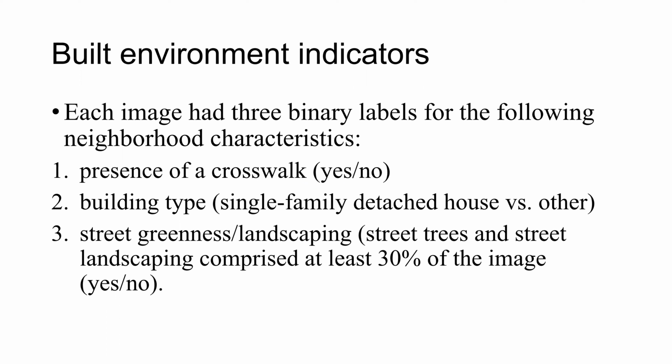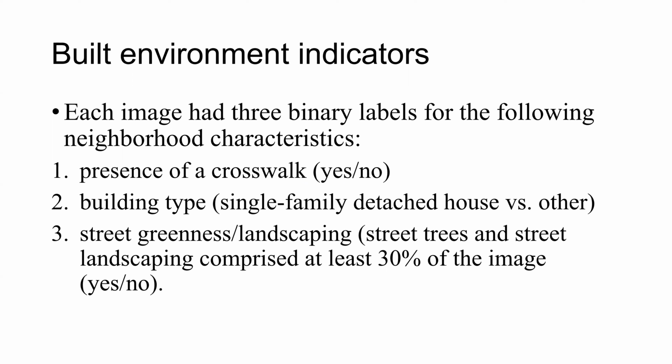And then we looked at building type. When we were looking at images, there were certain neighborhoods that were characterized by all single family homes. And then there were other neighborhoods that had single family homes, but also had apartments or schools or businesses. So that was one characteristic that seemed quite distinct and stood out to us when we were looking at these Google Street View images.